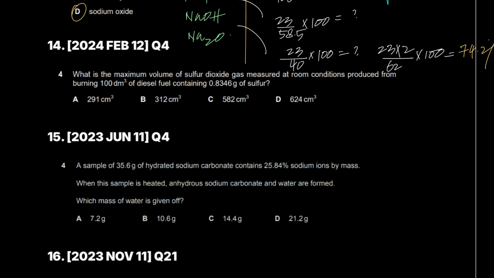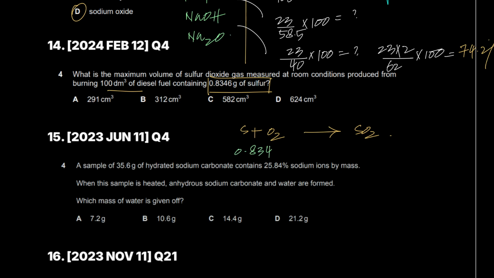What is the maximum volume of sulfur dioxide that can be measured at room temperature and pressure by burning 100 cm cube of diesel fuel, which contains this much sulfur? So I only have this much sulfur. Sulfur plus oxygen gives me sulfur dioxide, right? How much sulfur do I have? 0.8346 grams of sulfur. So convert it into moles.